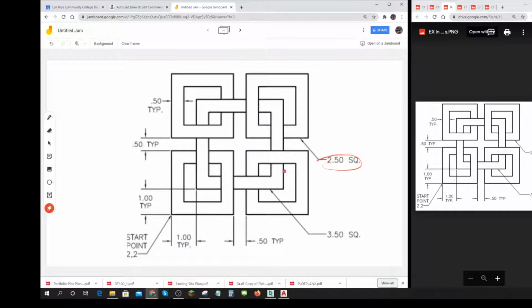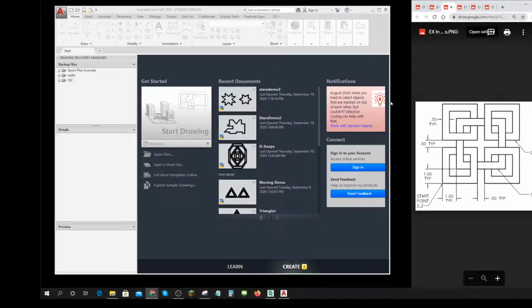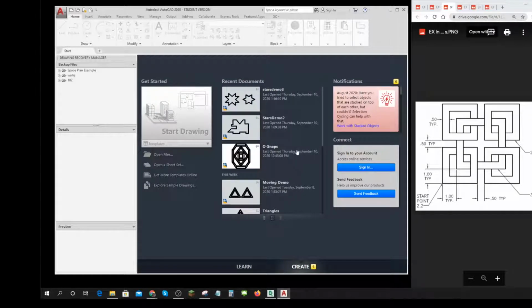And this one here tells me that the squares are all 2.5, these 4 squares. And this tells me that the main square is 3.5. And then I can find this corner point by coming over 1 inch and up 1 inch. And placing it right there. So that gives me a clue how I'm going to draw this thing. So here we go.